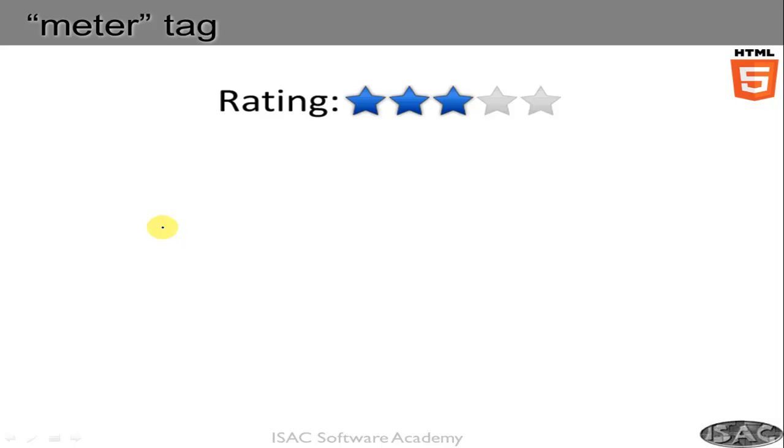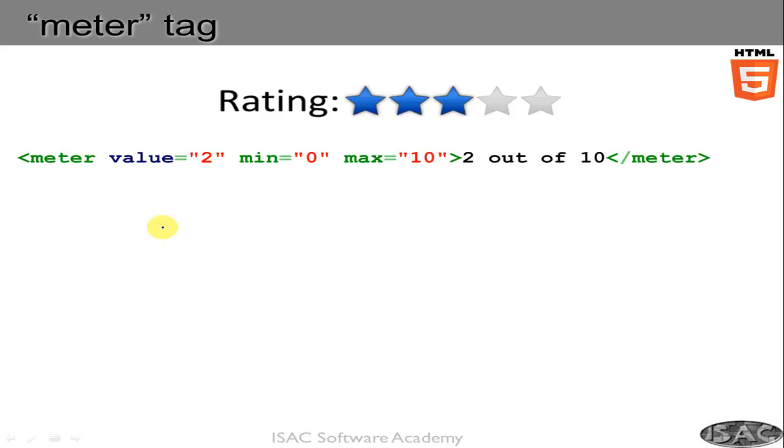So if you want to provide that kind of a rating in your web page, then you can use the tag called meter. How do you do it? The syntax of the tag is very simple. It starts with a tag called meter, value equals to 2. This is the actual value that the user will be displayed. So if it is 2, then 2 star.